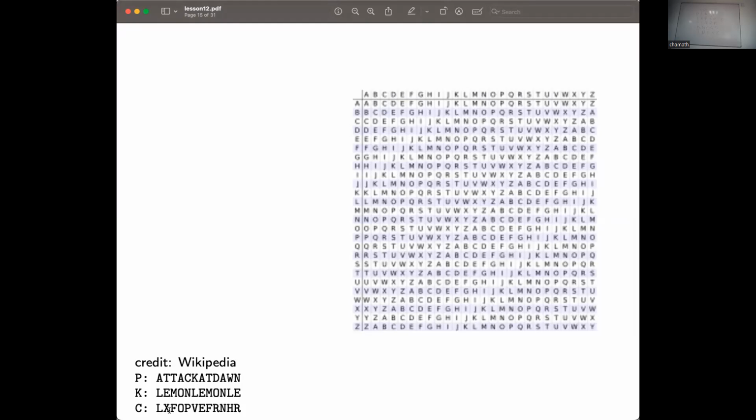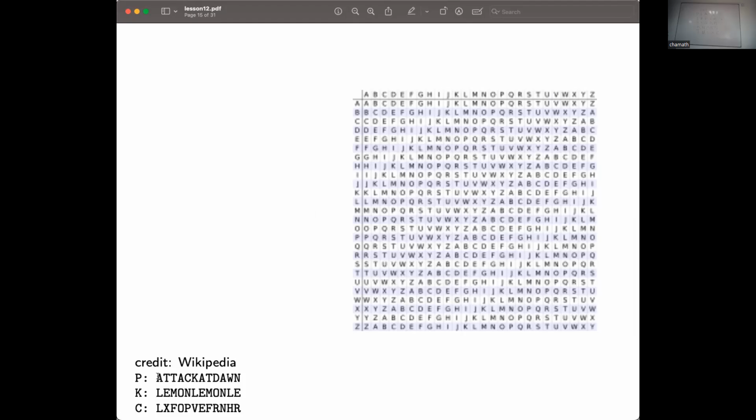Then let's go to the second one. The key is E, so we go to the row starting with E. Then we go to the column that has T. What is that column? This one. So the encryption value is X.